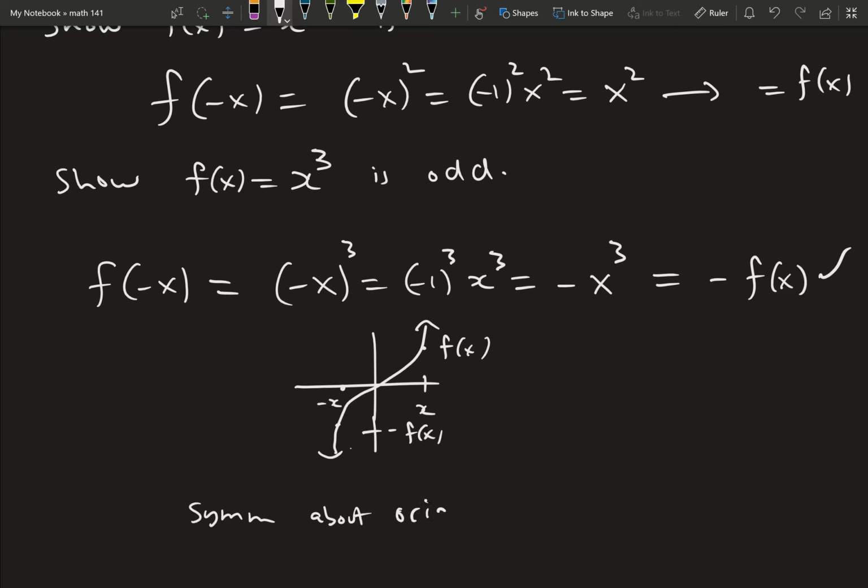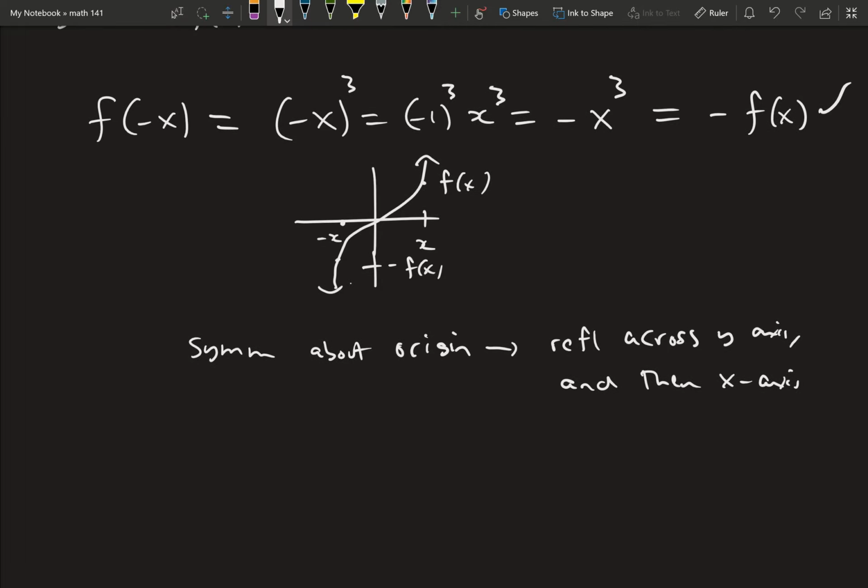Okay, and remember, symmetry about the origin means if you reflect across the y-axis and then the x-axis, then the graph lands on itself. Okay. So that's symmetry about the origin, and that corresponds to being an odd function.